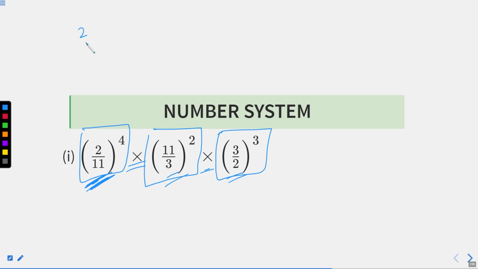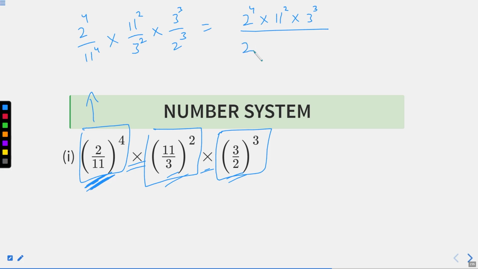Okay, so first distribute the power for every term. So distributing the power: 11^2 and 3^2, 3^3 and 2^3. Now let's write it in this form. You can easily see I am putting 2 below 2 and 3 below 3, and 11 below 11, so the powers of 2 are aligned, 2 raised to the power 3 below 2 raised to the power 4, and similarly with 3. In this manner I can make use of the formula.